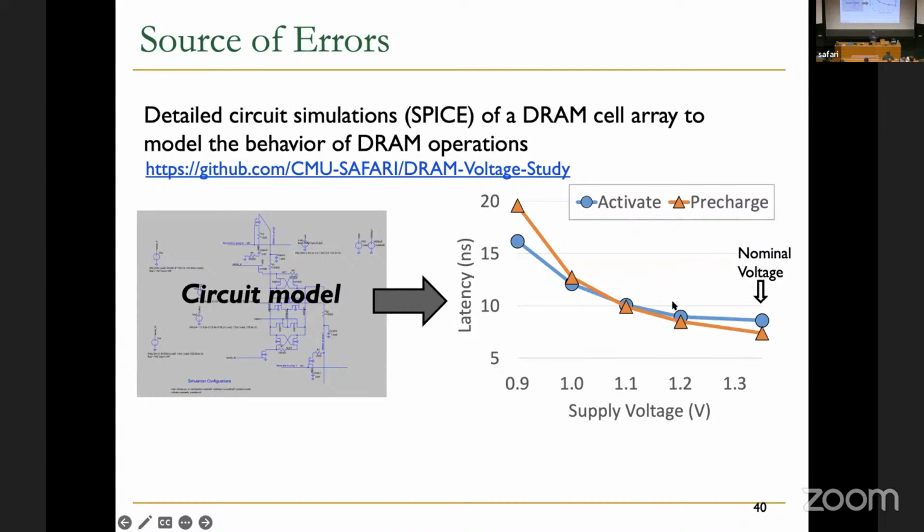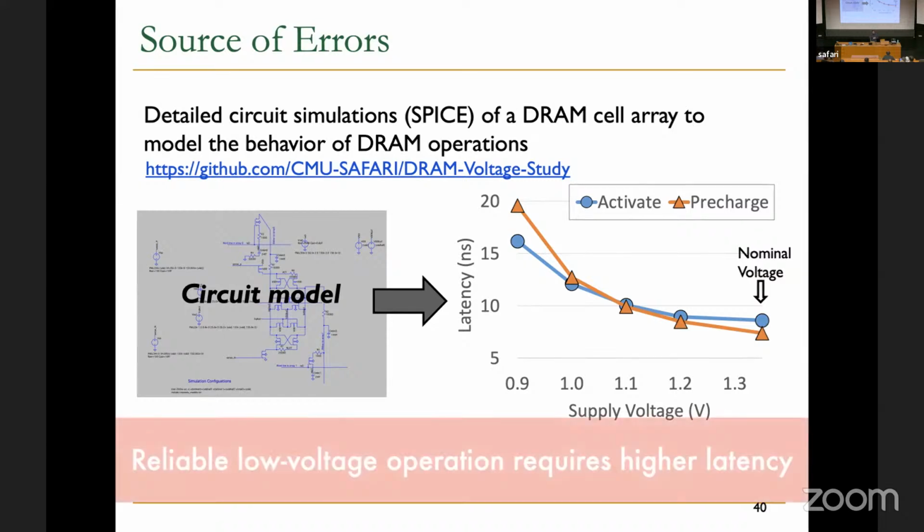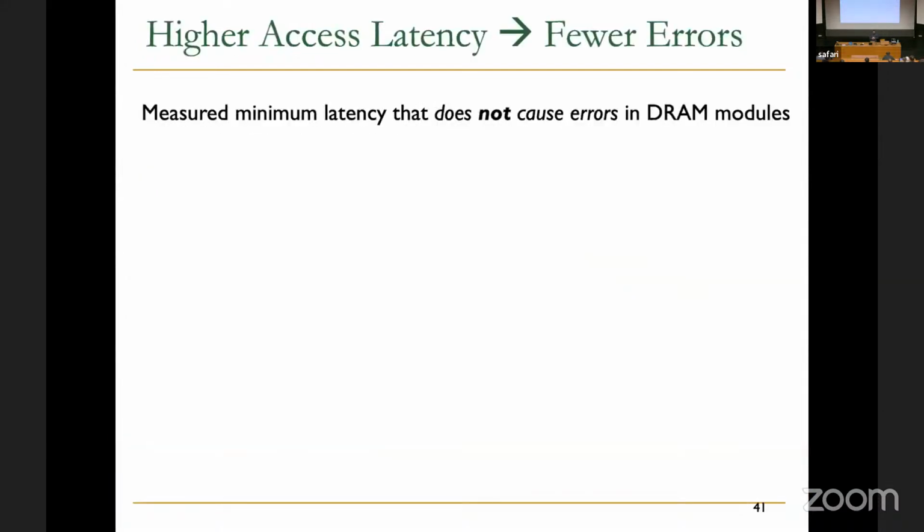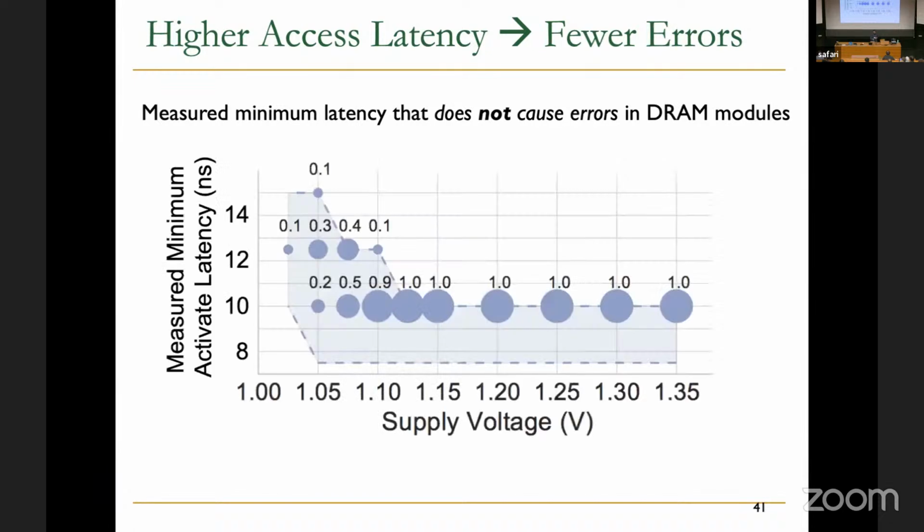So if you keep using the same activation and pre-charge timing parameters and reduce voltage, then of course you experience bit flips. But this suggests that if you increase the latency, then you can actually mitigate these bit flips. So reliable low voltage operation requires higher latency. With higher access latency, we can reach fewer errors. So we measure the minimum latency that does not cause errors in DRAM modules.